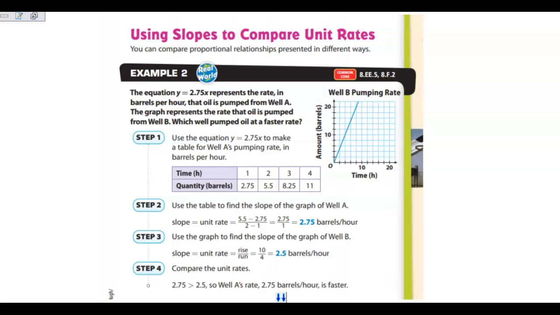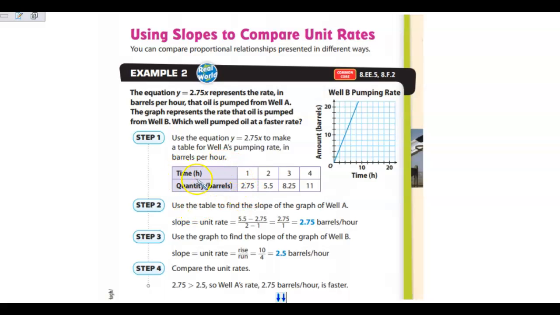rate in barrels per hour that oil is pumped from well A. The graph represents the rate that oil is pumped from well B, which pumped at a faster rate. So there's a couple of different ways that you can do this. One is you can just find the unit rate from each.